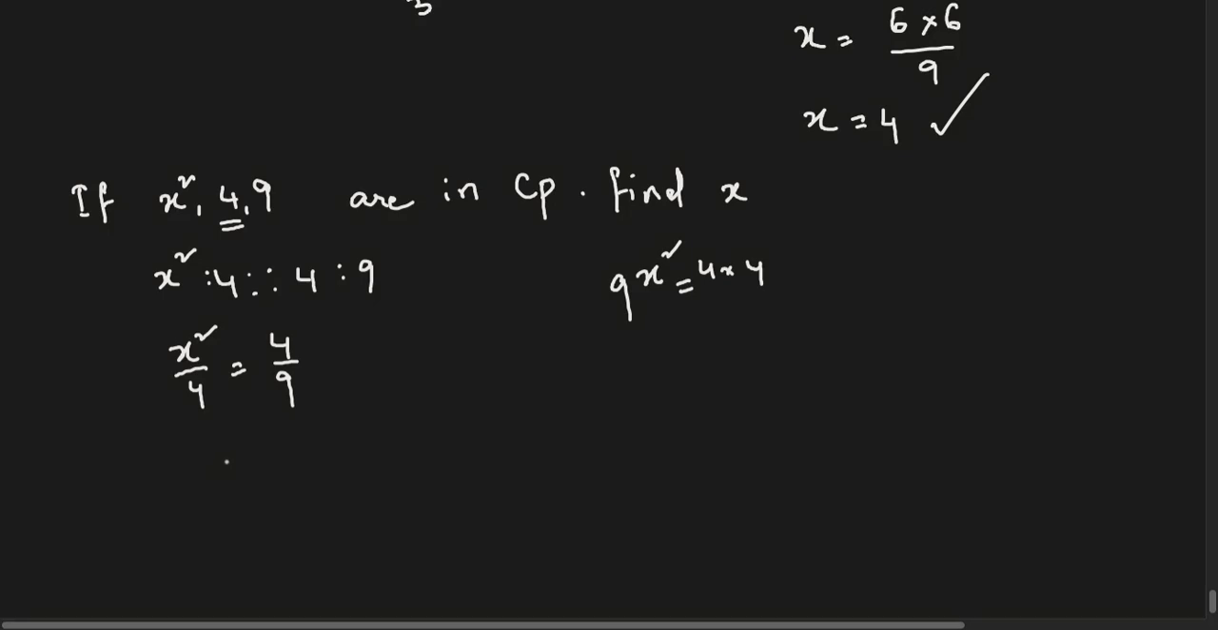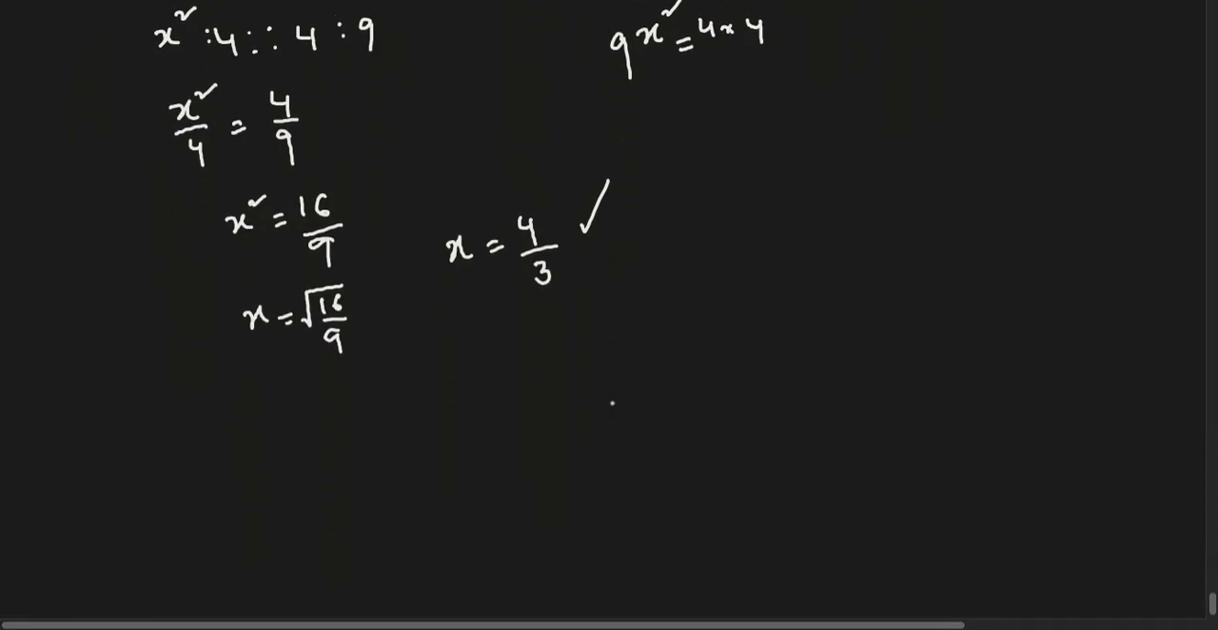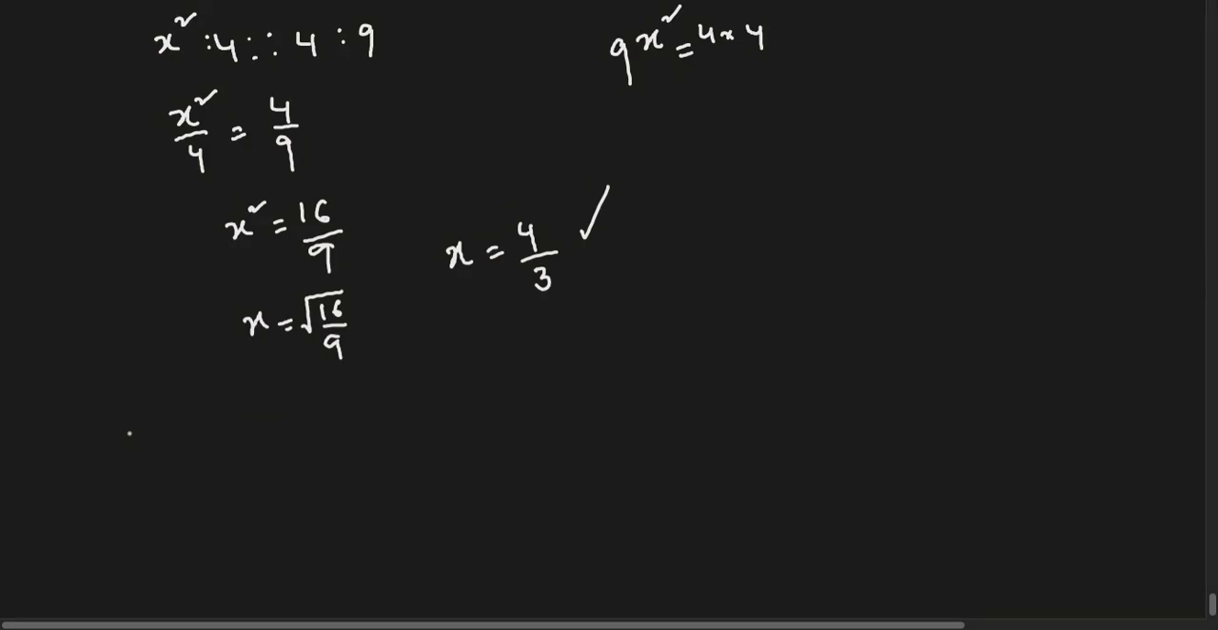So 4 is going that side, x square equal to 16 by 9 and x equal to root of 16 by 9. So which means x value is, root of 16 is 4, root of 9 is 3, 4 by 3. Value of x is how much? 4 by 3. Okay, so this is something. Okay, here one more thing we have discussed.